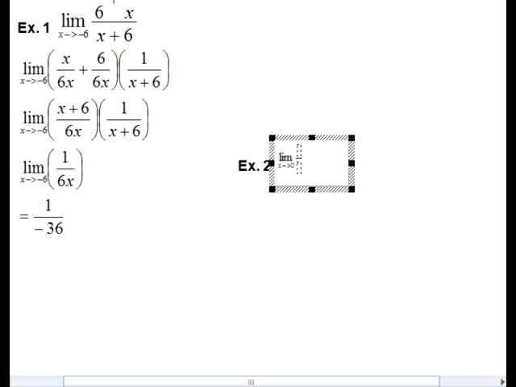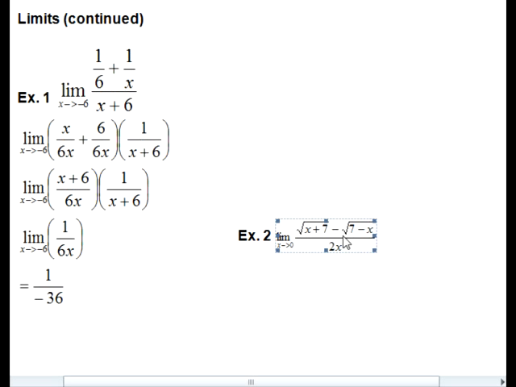Limit as x approaches 0 of the square root of x plus 7 minus the square root of 7 minus x, all over 2x. I'm going to make this a little bit bigger so we can actually see it, and then I'm going to try and solve it.